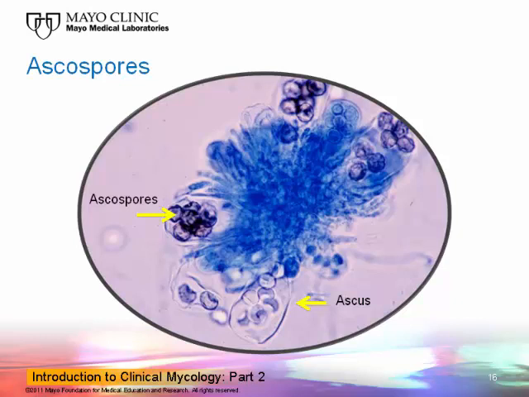So this is what they would look like. Sometimes, though, those are produced in long tubular type arrangements. Sometimes they're in a sac-like arrangement like you see here.